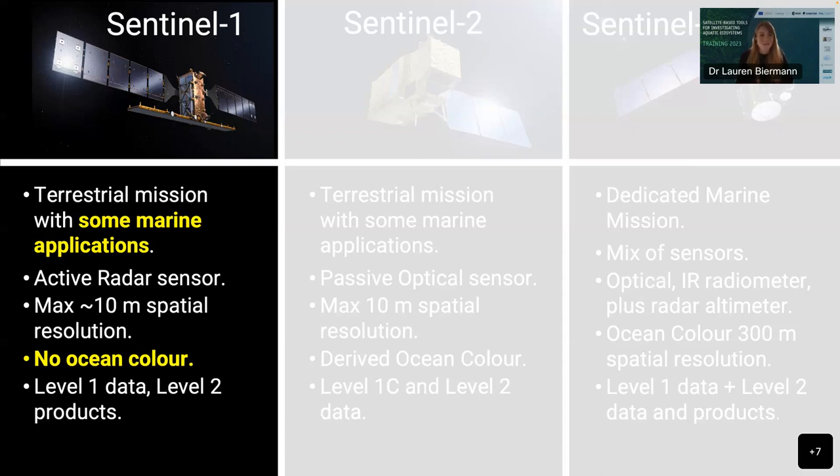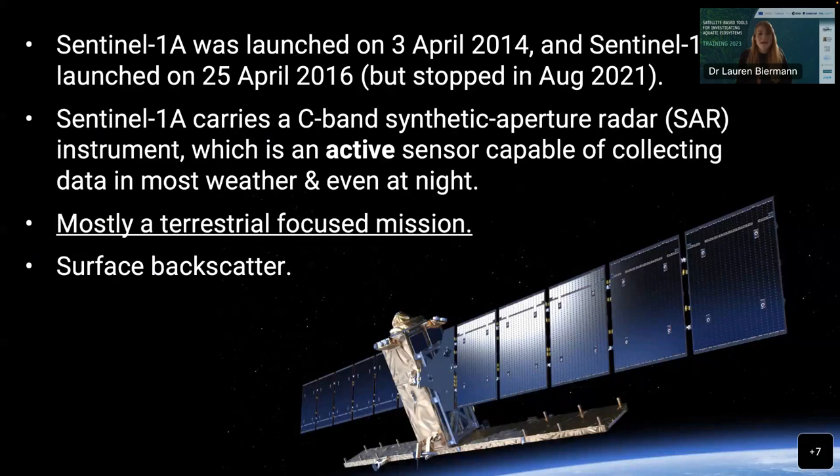It collects radar data. So this is the first active satellite sensor that we're going to be talking about in detail. It collects data at 10 meter spatial resolution. Again, we've now moved from 300 meter spatial resolution to 10, and that's because we're talking about primarily terrestrial sensors. The first one was launched in 2014, and this is the perfect example of why having two at a time is amazing.